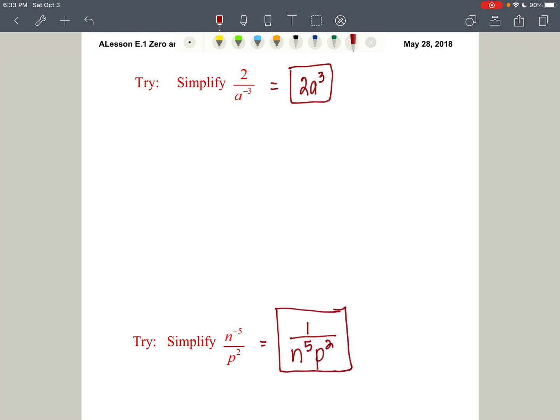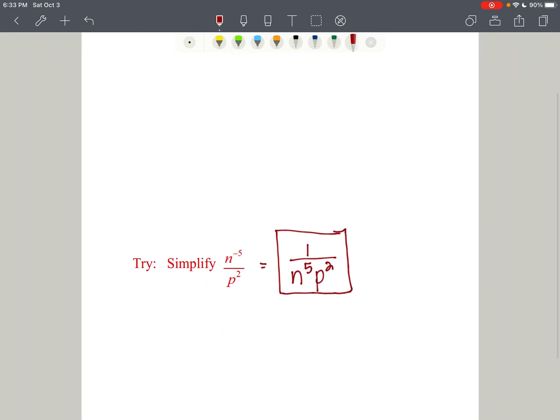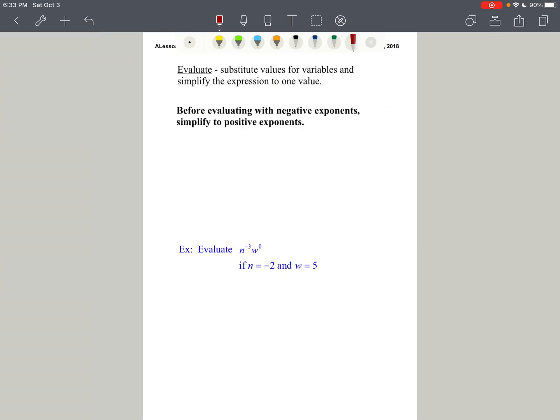That was delightful listening to me recite the alphabet, I hope. And hopefully you're feeling pretty confident about these exponents, zero exponents and negative exponents.